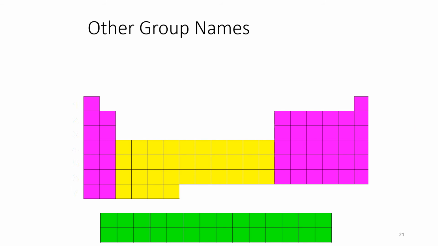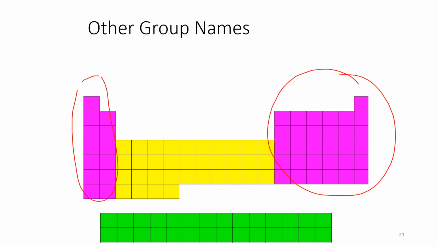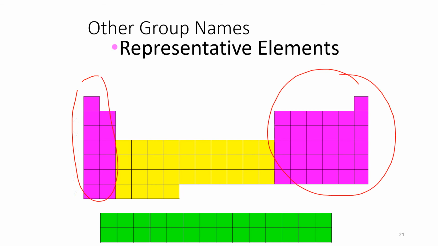So a couple other group names you might hear elements referred to as. First is these tall groups that are color-coded pink. Those are called the representative elements. They're given that name because they represent the vast majority of the elements on the periodic table.